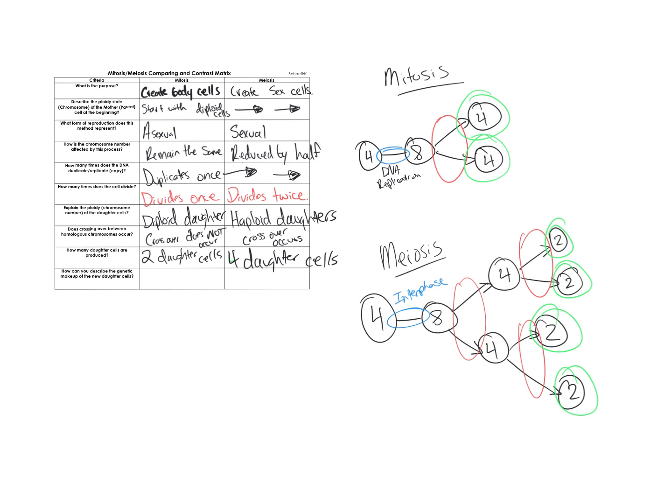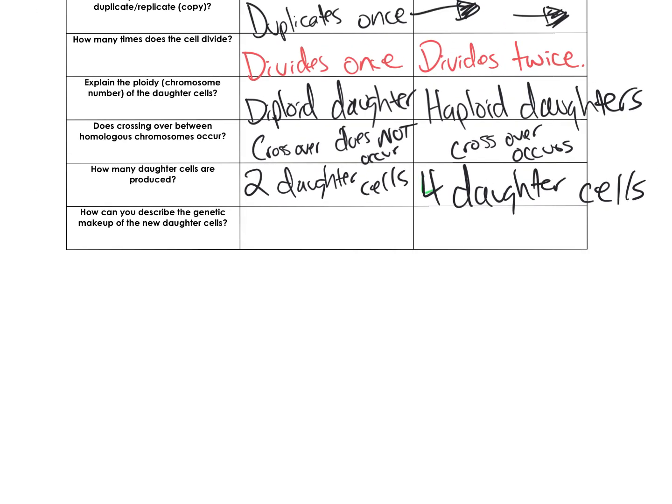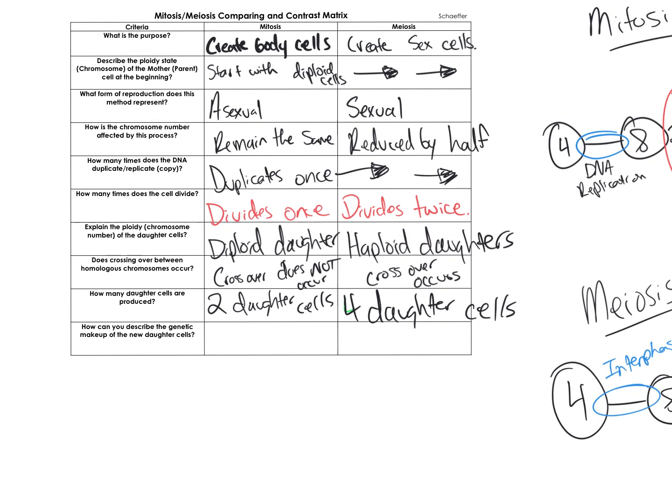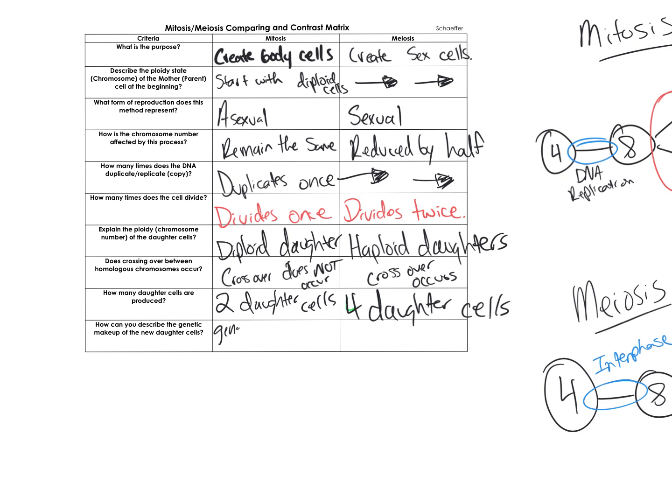And for the very last one, it says, how can you describe the genetic makeup of the 2 new daughter cells? Okay. And in mitosis, we end up with genetically identical. And that makes sense because we don't want our muscle cells to be different than our other muscle cells. We want them to function and operate in the same way. And if they only have one parent, they're only getting DNA all from one parent, and that would make them duplicate copies or identical copies.